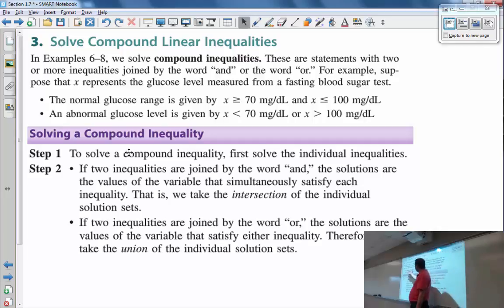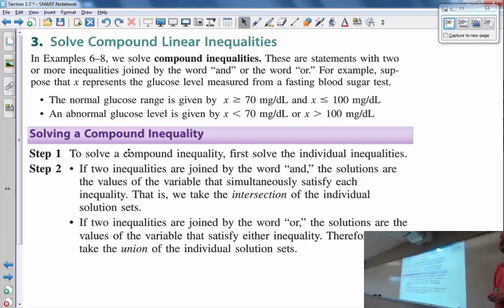Like normal glucose range in humans should be either more than or equal to 70 and less than 100. That means more than 70, less than 100, is between 70 and 100, right? If you have less than 70 or more than 100, there is something wrong with you, right? It's abnormal. So compound inequalities happen everywhere, all right?